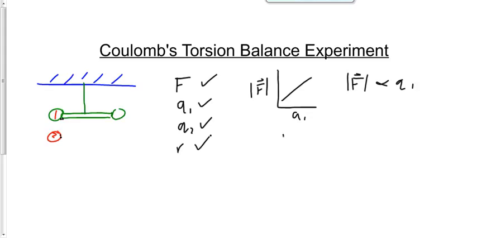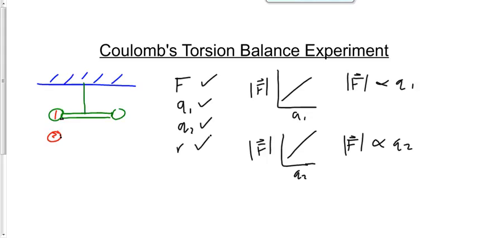Well, he performs another experiment. This time he manipulates the value of Q2, and he sees how F is affected by changing Q2. Q1 and R are control variables. It's a straight line as well. F is directly related to Q2. As Q2 goes up by a factor of 16, then F goes up by a factor of 16.